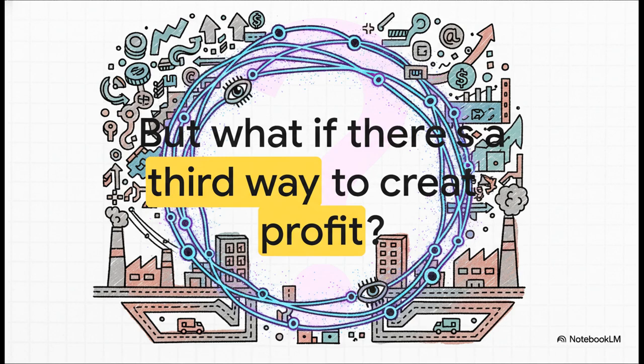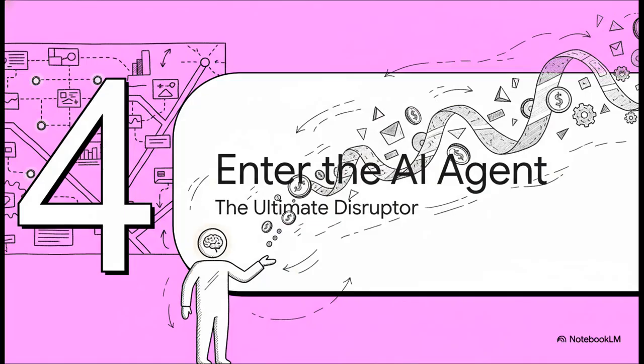But if you look closely at the map, what if there's a third path emerging, one that doesn't really play by either set of rules? And that brings us to the most disruptive element on this entire map. Tucked away on the left side, there's a new player on the field, the AI agent. And this isn't just another box on the chart. It's a peek into an entirely new way of creating value.